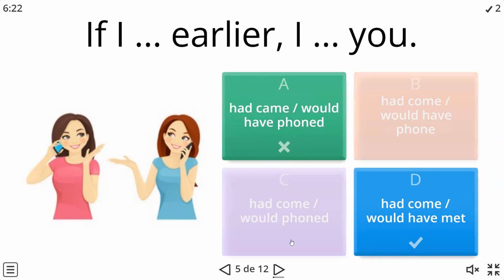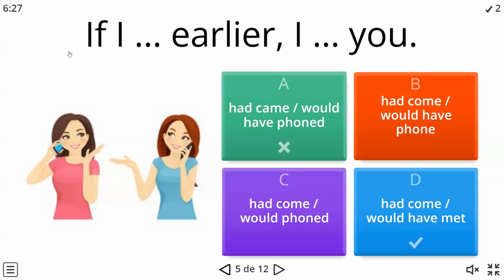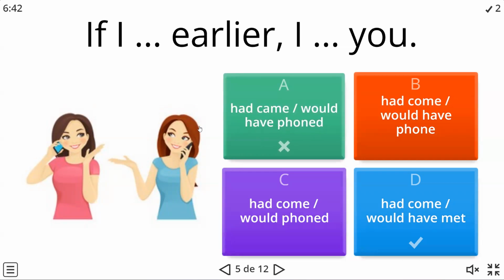But why? What's the verb? Just that it would be meet instead of fun. But the structure was almost the same, right? It was just the action. This is confusing because the two girls are talking through the phone, right? Aquí está rarito porque las dos chicas están hablando por el teléfono. Solo es la acción. Will have meet or will have fun. But the structure, that's how we use it. Had come, and would have, and then the past participle. Yes. Okay.